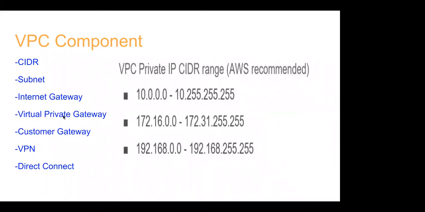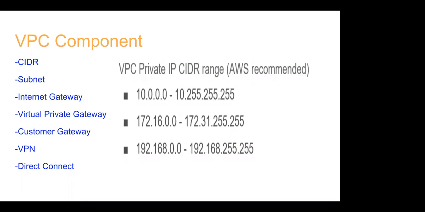Then virtual private gateway and customer gateway. What are these? For example, you have on premises, or you can say you have a customer's network, and then you have your company's network. So if they want to communicate, how would they do it? They do it through the virtual private gateway and customer gateway. The gateway at the customer end is called the customer gateway, and the gateway at the VPC end is your virtual private gateway.